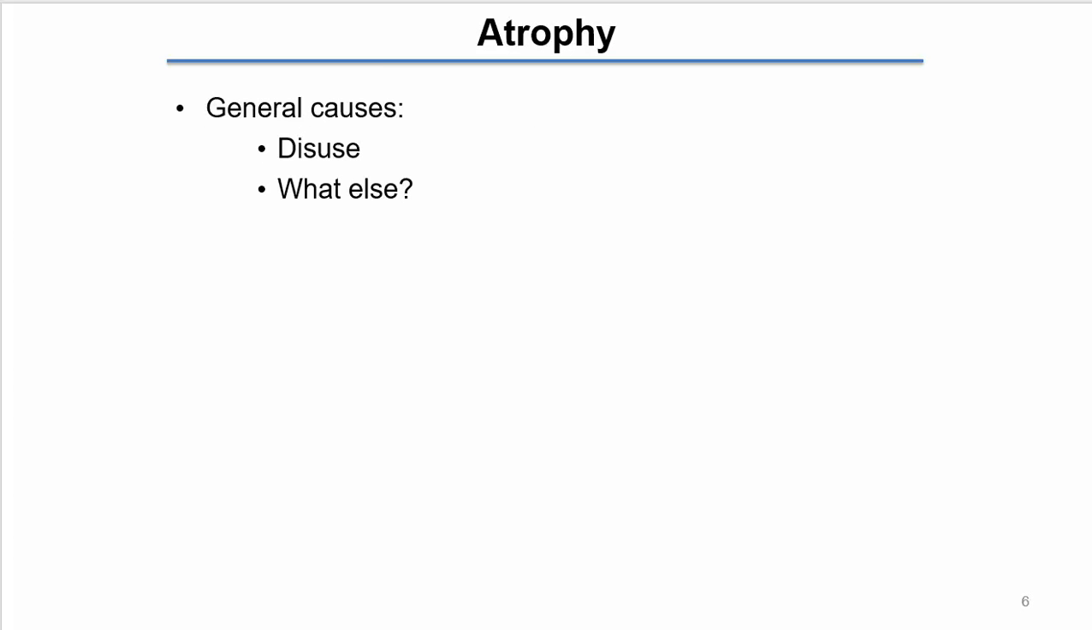The most common cause is disuse. Before we get into that, I want to talk about different types of atrophy. There's basically two types: physiological atrophy and pathological atrophy. Physiological atrophy is from a normal stressor, and oftentimes it's a normal course of physiology.